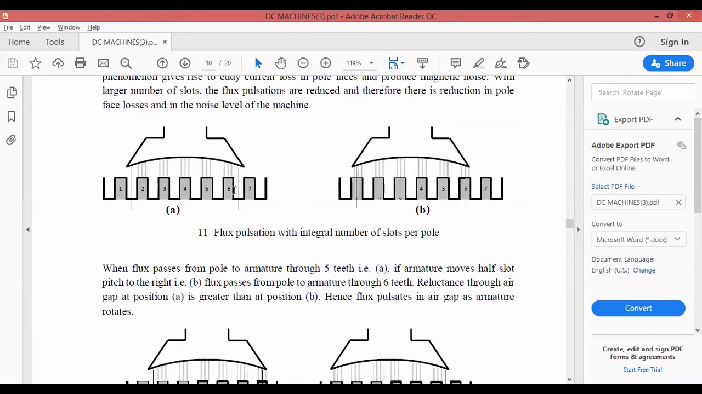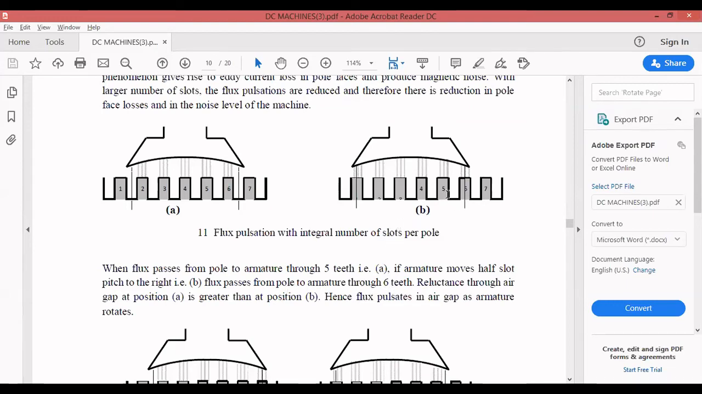Now if the armature moves by half slot, that means if the armature rotates to the right side, it moves by half slot. Half slot means the extreme end of your pole arc comes exactly at half of the teeth. So if the armature moves half slot pitch to the right side, flux passes from the pole to the armature through 6 teeth.